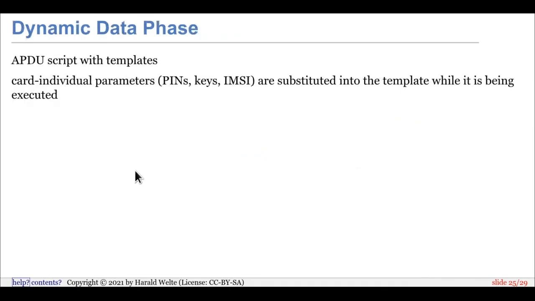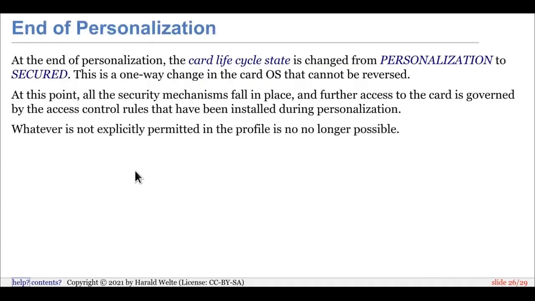And this is followed by the dynamic data phase, where you have this script with templates, as I mentioned before. And after all of this has happened, we are at the end. Well, not exactly yet. What we still need to do is change the card lifecycle state from what it used to be, which is personalization during all this time, to the so-called secured lifecycle state. And that's a one-way change in the card functionality that cannot be reversed. And at this point, all the security mechanisms become effective.